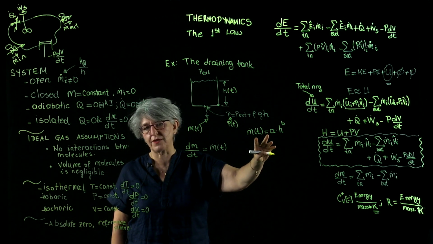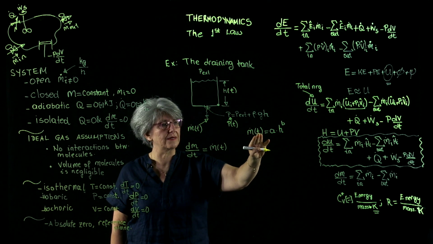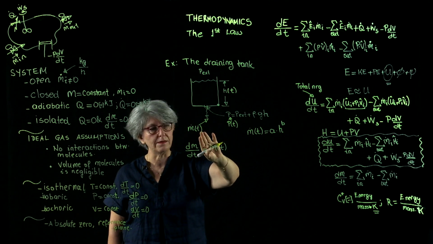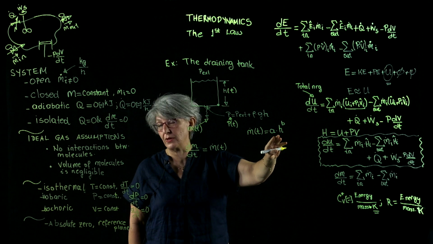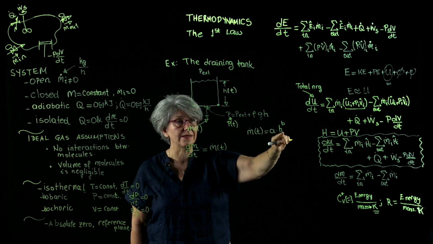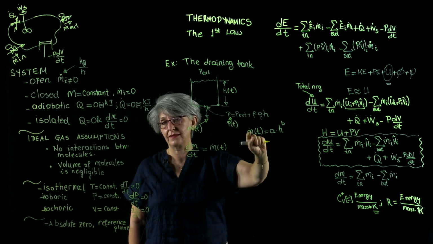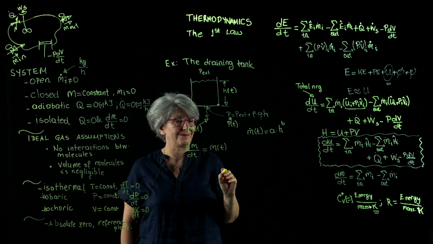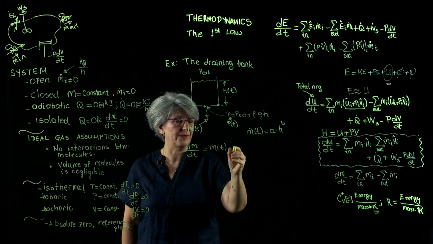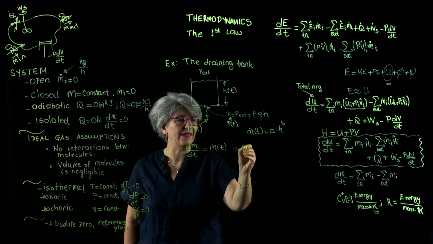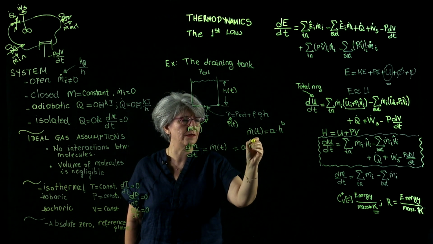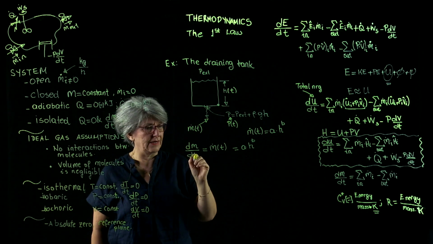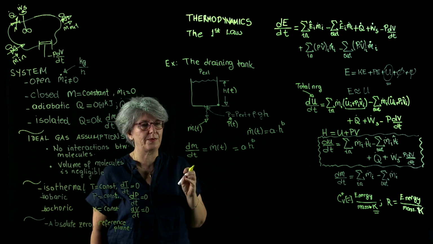This expression satisfies the conditions that when height is equal to 0, the flow rate will be 0, and there is perhaps a nonlinear relationship between the height, liquid head, and the volumetric flow rate or mass flow rate. Okay? So, now this is one relationship that I have. This is A times h to the power b. I don't know A, I don't know b, but I still insist that I can solve this problem.